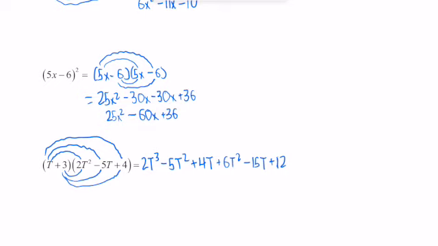We do have some like terms in the middle here we need to combine. We would have 2t to the third, negative 5t squared plus 6t squared, we have plus 1t squared. 4t minus 15t, we have minus 11t, and then plus 12, like so.